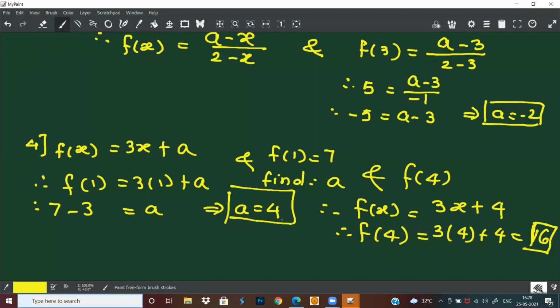f of x is given, so for f of 1, put 1 in place of x. So I have a plus 3. The value is given to you as 7. So a would have come out as 4 for everyone. So I resubstituted that value of a as 4 here, and I wrote the function here: 3x plus 4. Now f of 4 is asked, so f of 4 means 4 in place of x.